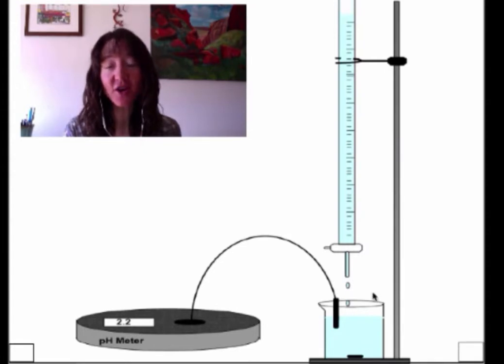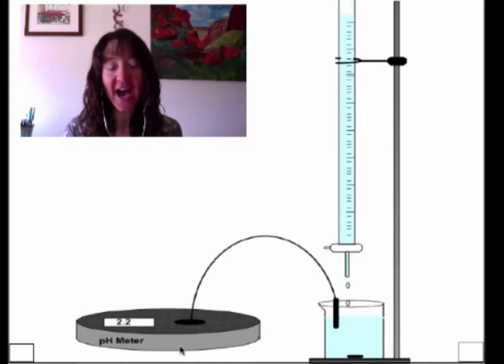So essentially you're adding the equivalence of sodium hydroxide and monitoring the changes in pH within the solution of acetic acid. So notice here my cheesy depiction of a pH meter with its electrode coming in and reading the pH in the acetic acid solution. What we're going to watch in this animation is, as equivalents of sodium hydroxide are added to the weak acid, how the pH changes.